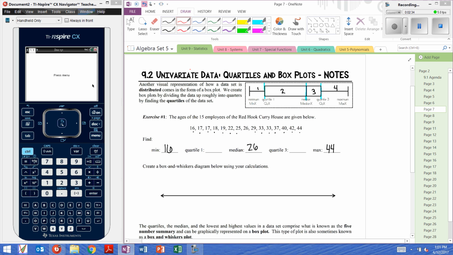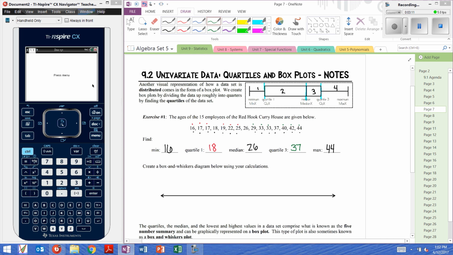The next thing that we're going to do is look at the lower half of the data and find the middle value of that data, which happens to be 18. That's what we call the first quartile. I'm going to do the same thing with my upper half of the data. So starting with the 29 and 44, I'm going to work my way in to see that the third quartile is at 37. Once you've found these 5 values, what we're going to do is create our own box plot.